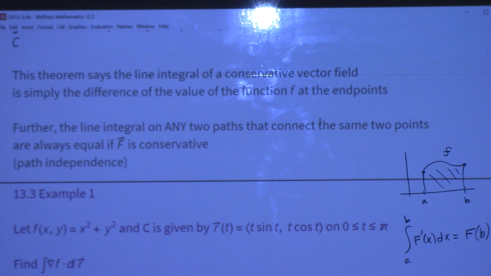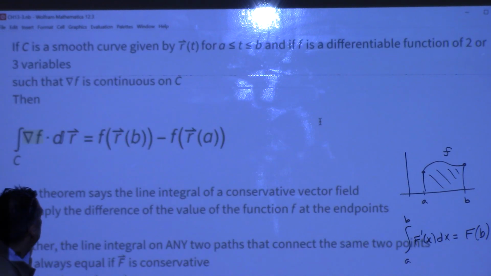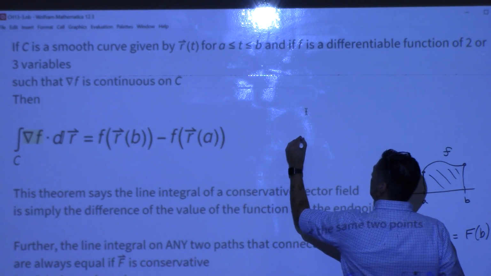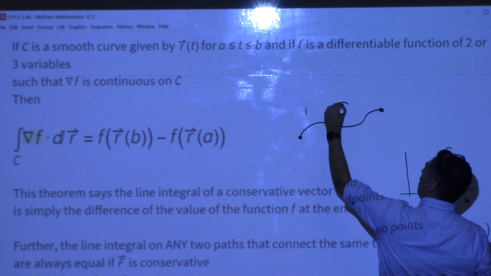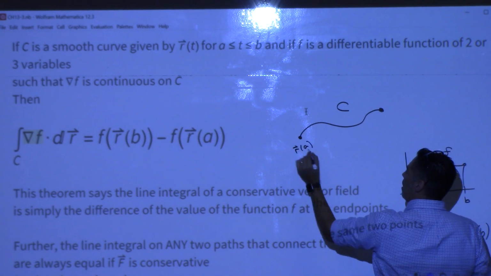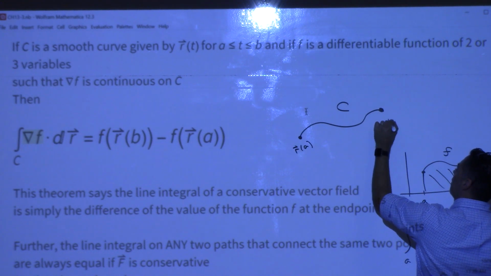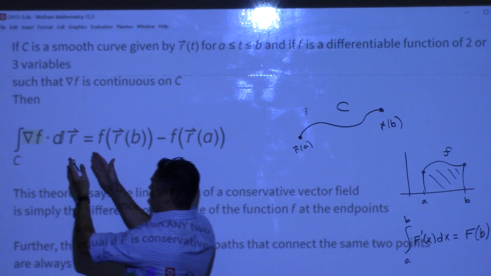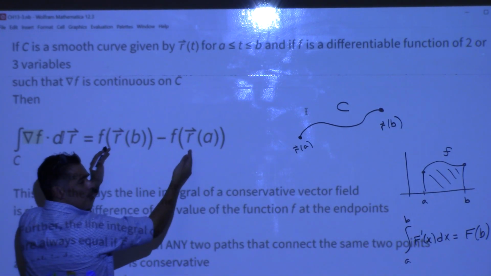Further, the line integral of any 2 paths that connect the same 2 endpoints are always equal if f is conservative. This is a big note right here. Because the way you can look at it is, as long as this f is conservative, then let's say I give you some curve that looks like this, C, right? That's the first endpoint. Let's call this R of A, and let's call this R of B, right? Those are the 2 endpoints of the curve. The answer to this should just be the f evaluated at those 2 endpoints.